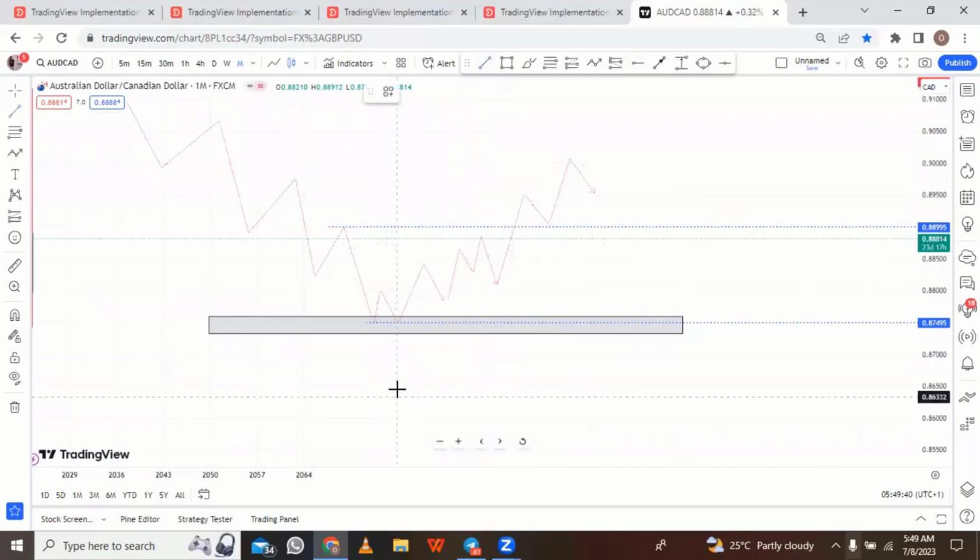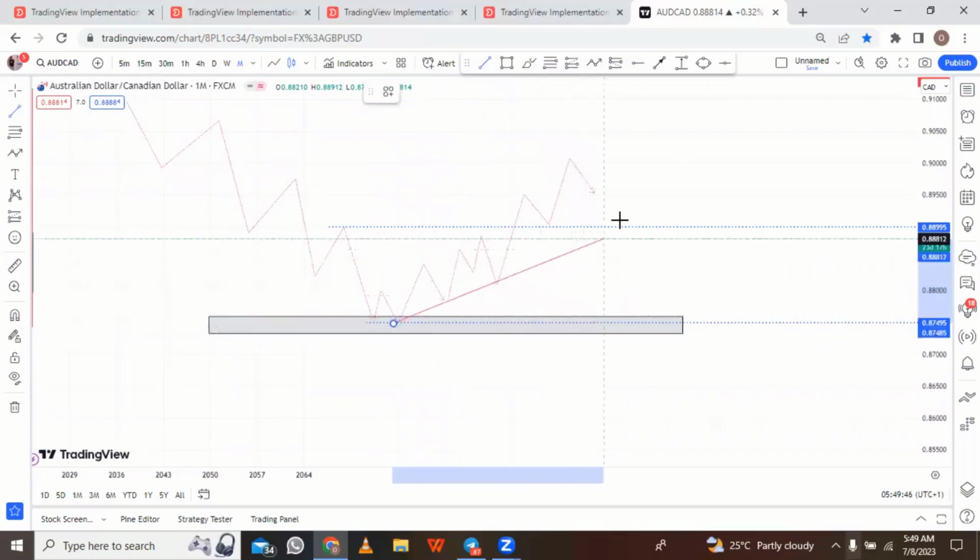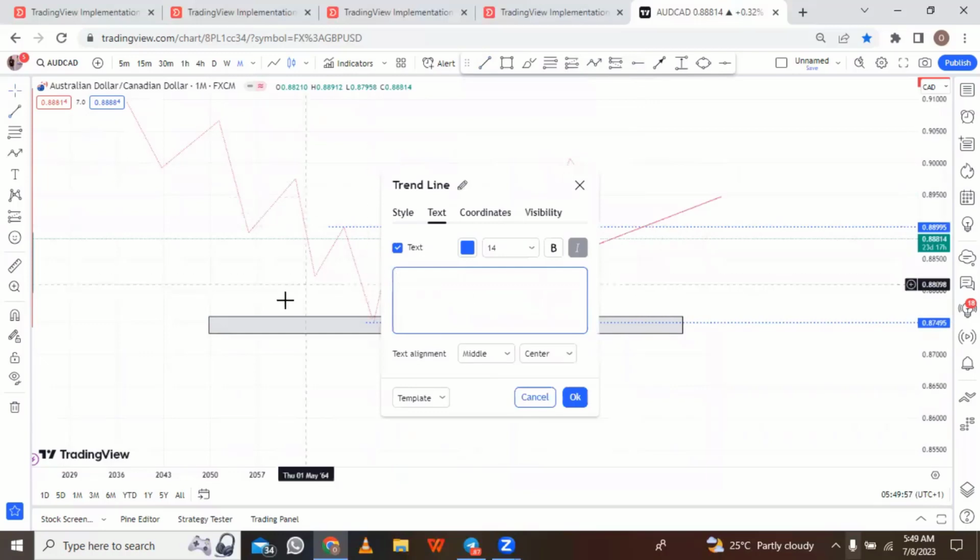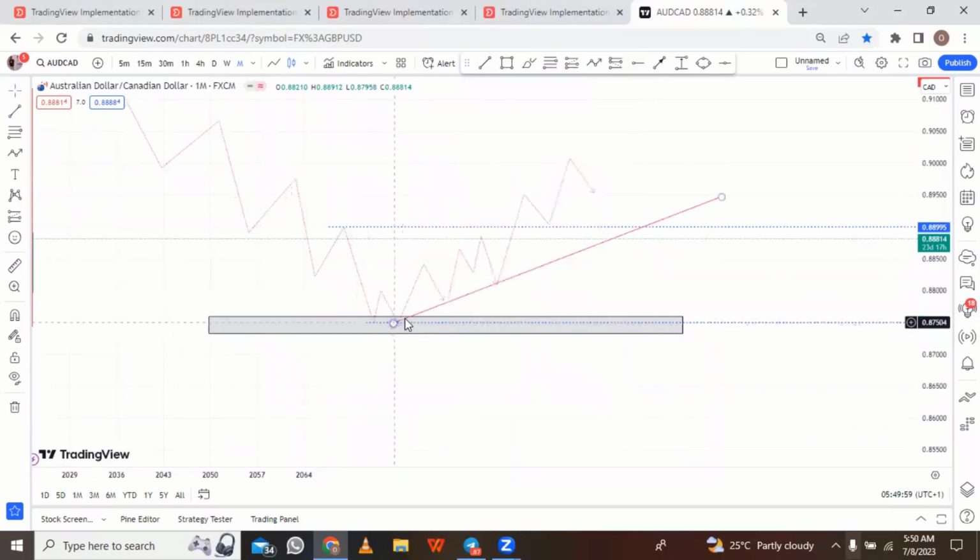And when you are drawing a trend line, you don't need to complicate things for yourself. All you need to do is be very flexible. Okay, you need to be very flexible. Now, there is a first touch here. That is one. A perfect second touch here. That is two.